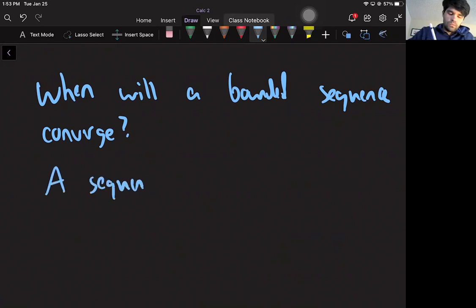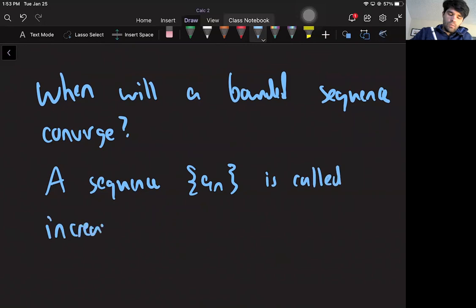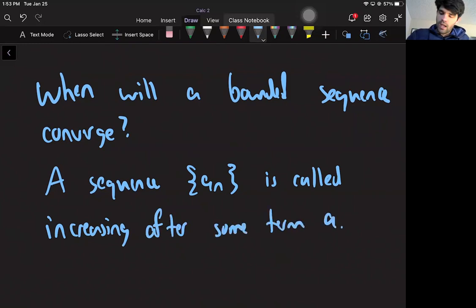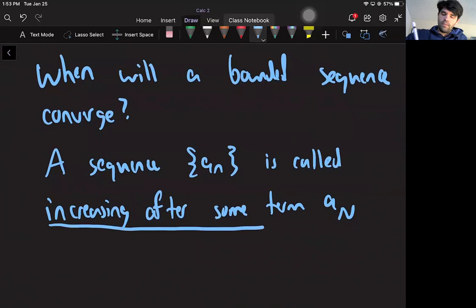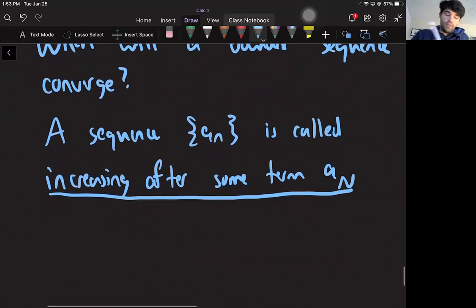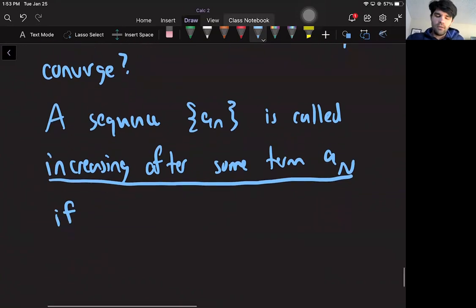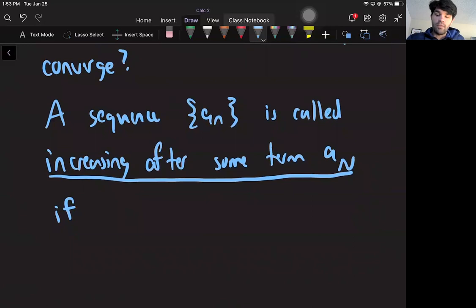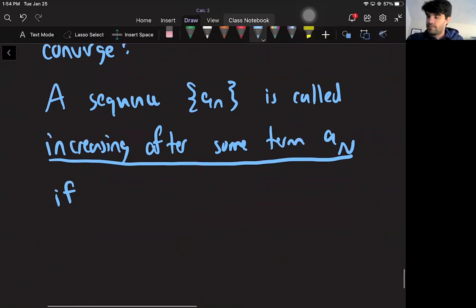A sequence is called increasing after some term. A capital N is going to represent the specific number for which you would say the term is increasing. So what would it mean for a sequence to be increasing? Well, you just think about it as going up. The numbers are going up. But we want to say that in a more mathy way that we can use.